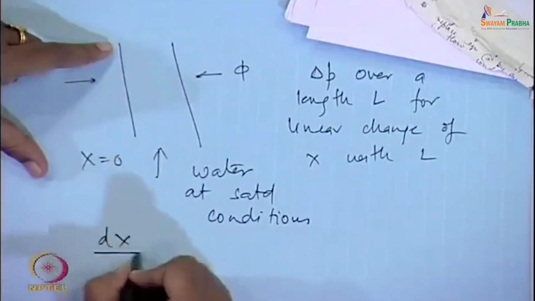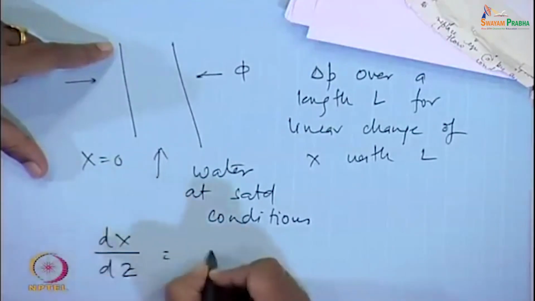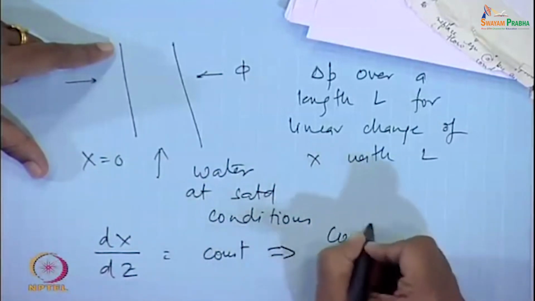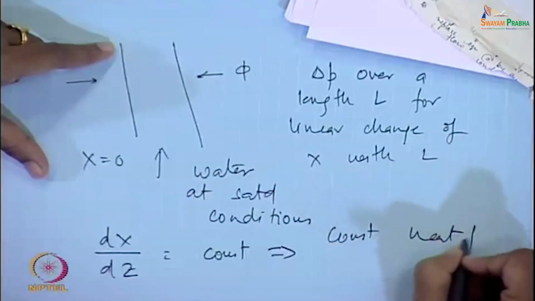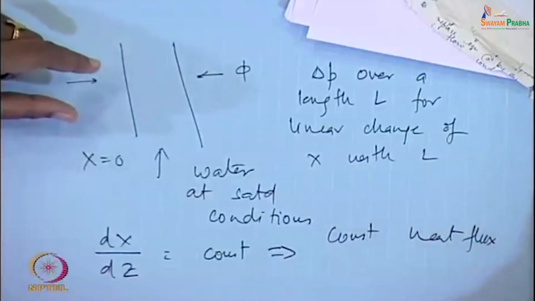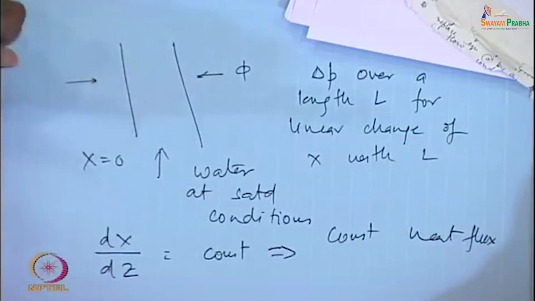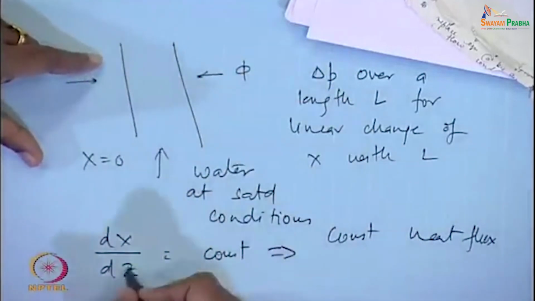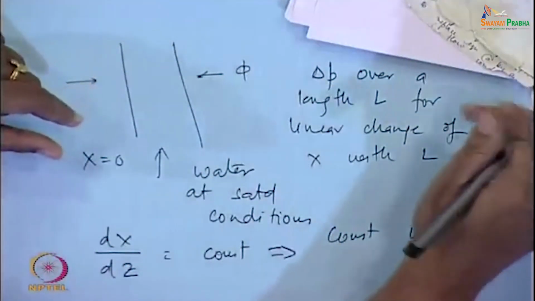Very good. We denote it as dx/dz equals constant, and this happens for constant heat flux conditions, isn't it? When the heat flux is constant, the area is constant, etc. Under those conditions we have dx/dz equal to constant.